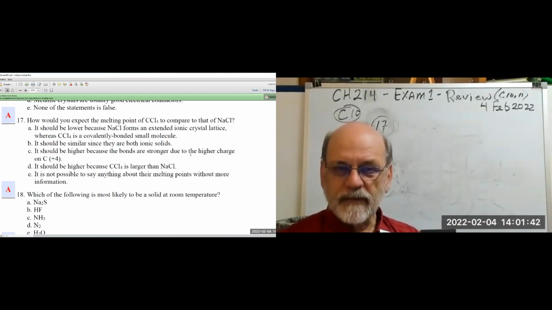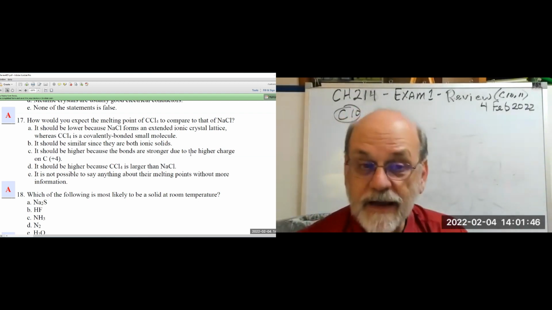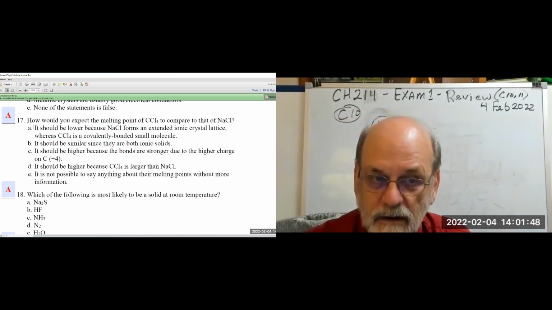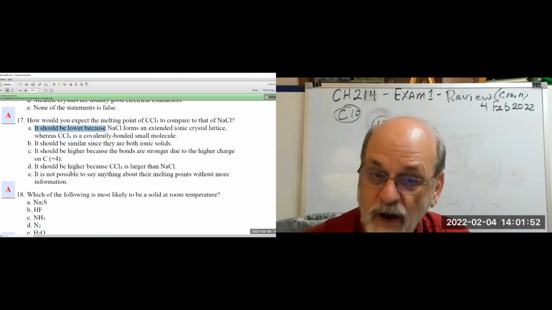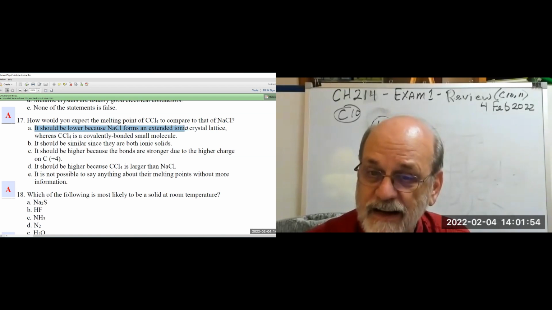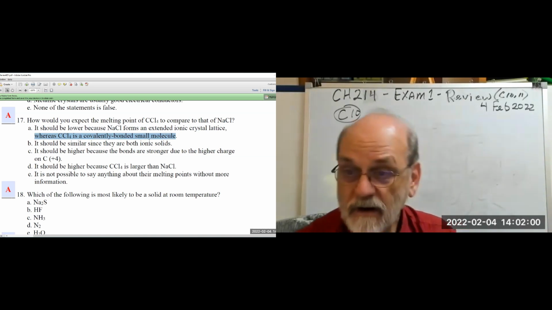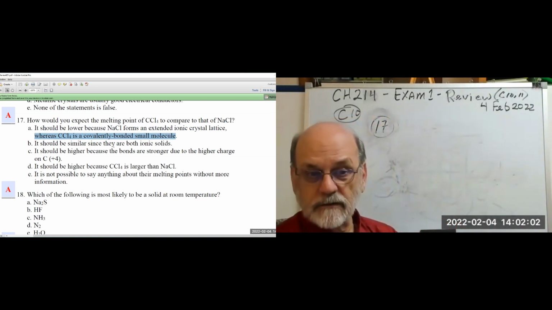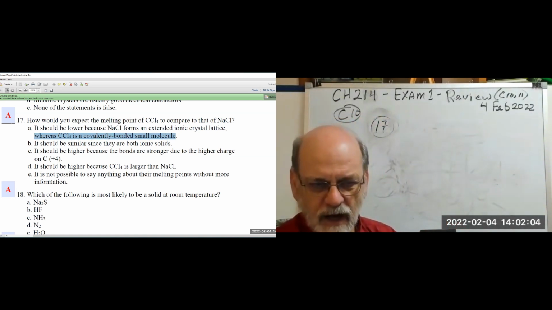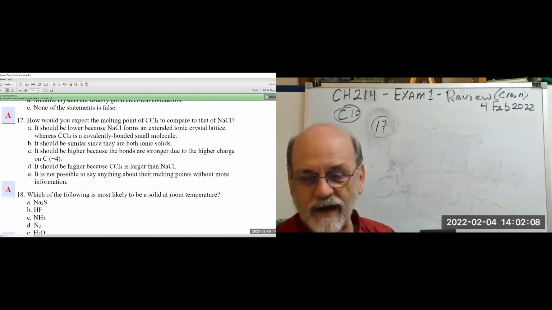So what do we say? The melting point should be lower for carbon tetrachloride because sodium chloride forms an extended ionic crystal lattice, whereas carbon tetrachloride is a covalently bonded small molecule. That's true. That's your answer. And I don't see any other oddballs in here. They're not both ionic solids.